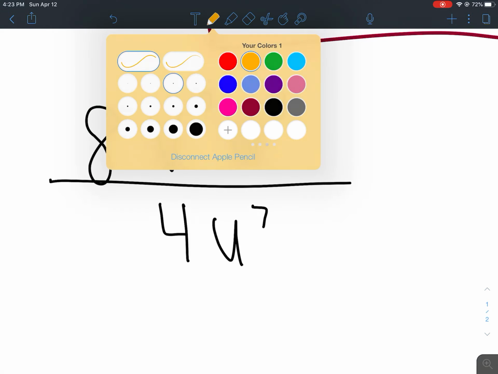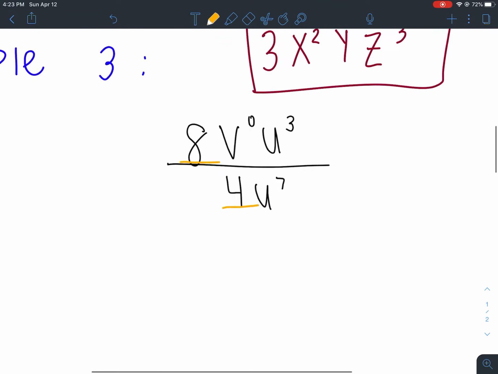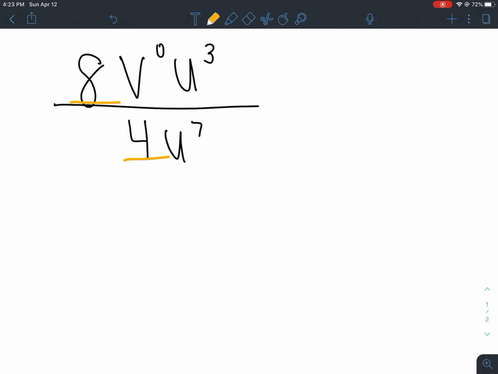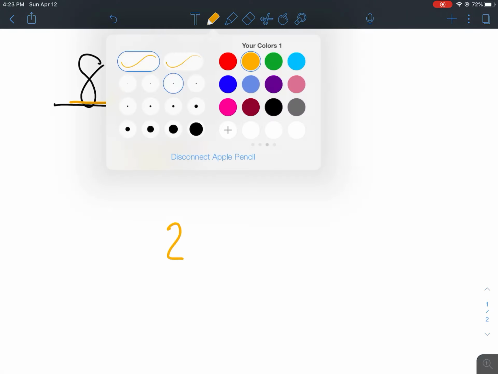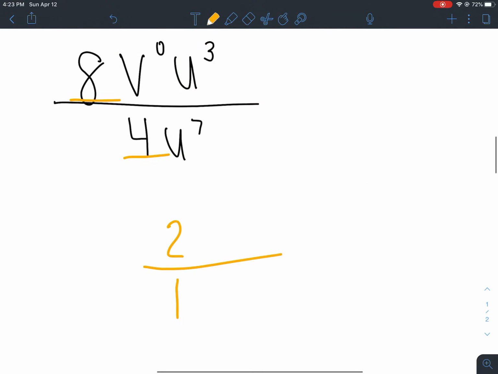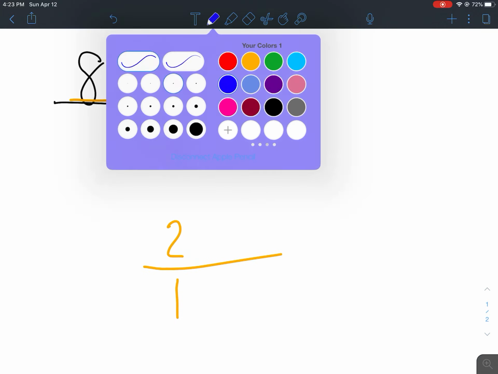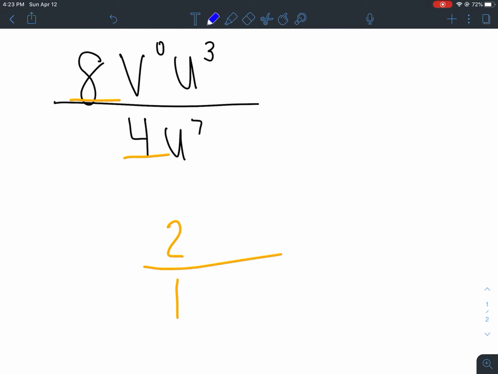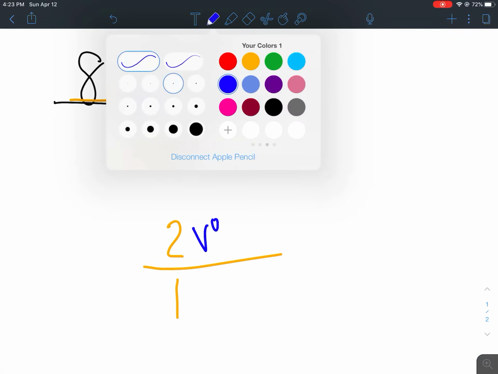So then you combine. So I know that I can do 8 divided by 4. Well, what's 8 divided by 4? It's 2, right? It's 2. 2 over 1 technically, right? 2 over 1. Now, do you have to write the 1? No. Next thing here, I see that I have a v to the 0 in the numerator. Now, I can't combine it because there's no other v, so I'm going to go ahead and leave it there for now, right? I'm going to leave v to the 0 there for now.